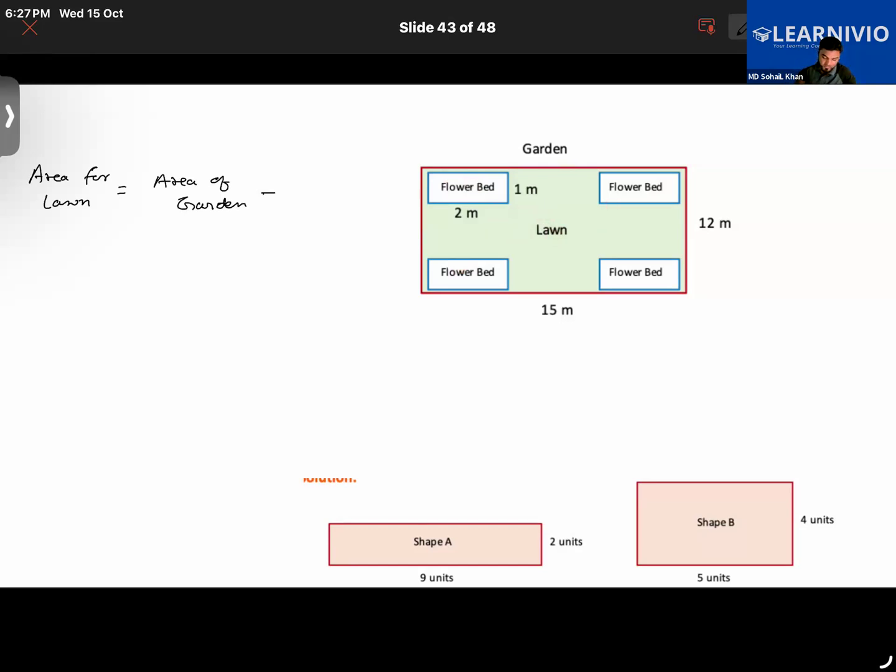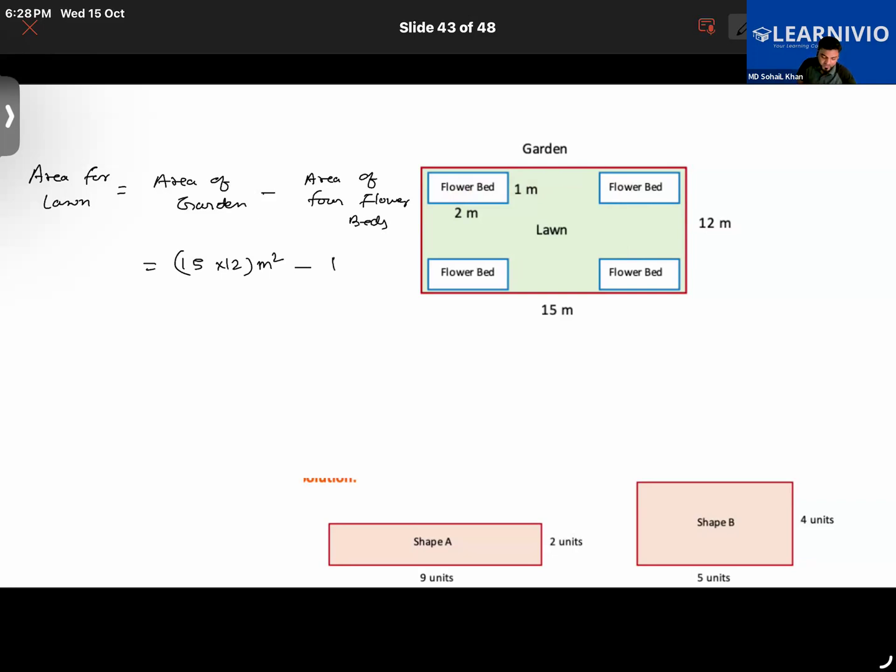So the area of the garden minus the area of four flower beds, since there are four flower beds. The area of the garden, the length and breadth is 15 meter by 12, so 15 by 12 square meter. Area of four flower beds: since we are seeing that all the flower beds are of the same area, how about you just find out the area of one flower bed and multiply it by 4?